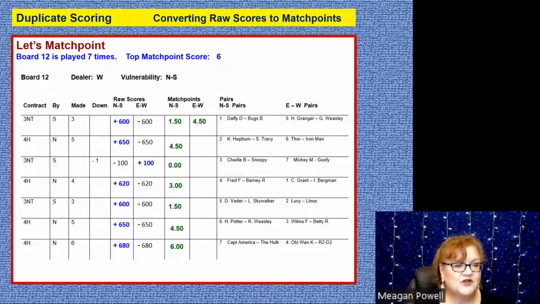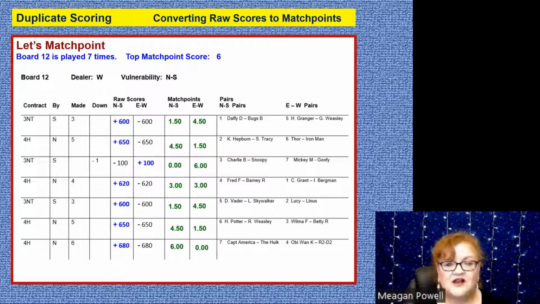How about line 2, Thor and Iron Man? That negative 650, who did they beat? Well, that's such a high negative number. They're only going to beat somebody who's higher, and that's all the way down here, Obi-Wan and R2-D2. The negative 680 is the only number higher than this negative 650. But there is another 650. So Thor and Iron Man beat one pair and tied another. They get a 1.50. Notice those two numbers equal 6.